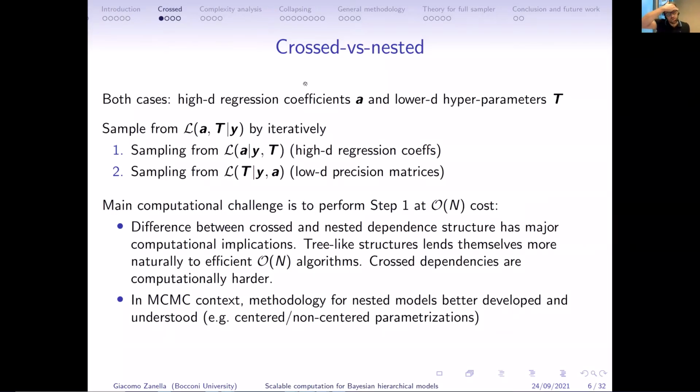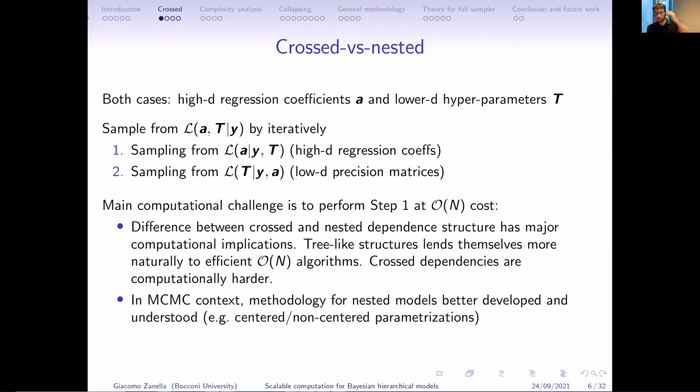Okay, so first of all, just a quick recap here. I will say things that probably are familiar to most people, but I want just to, for example, highlight a bit the difference between crossed and nested models, and why crossed models are interesting and computationally challenging. So in both cases, you have a high-dimensional set of regression coefficients and a low-dimensional set of hyperparameters, which here I denote as A and T.